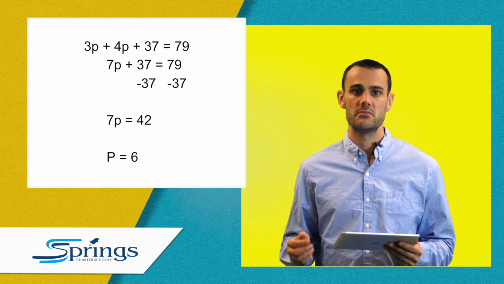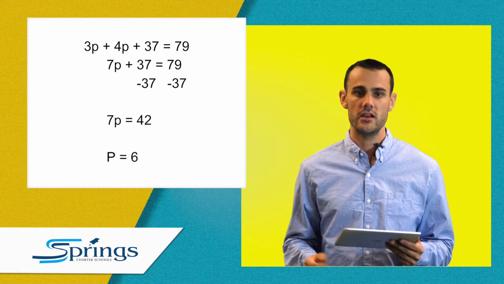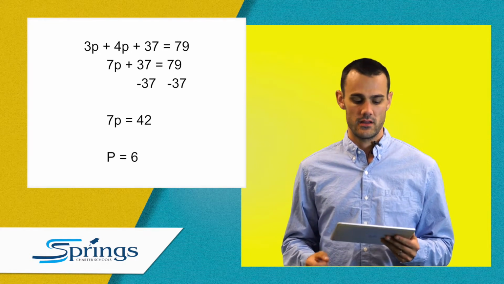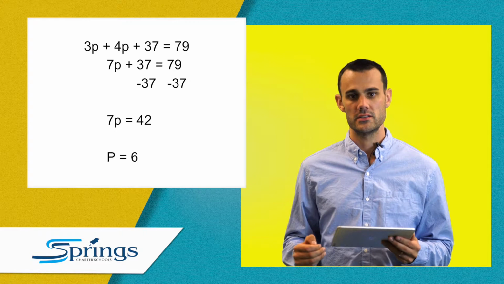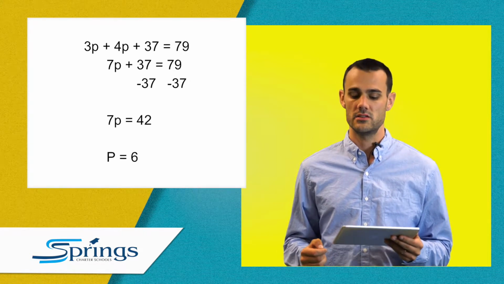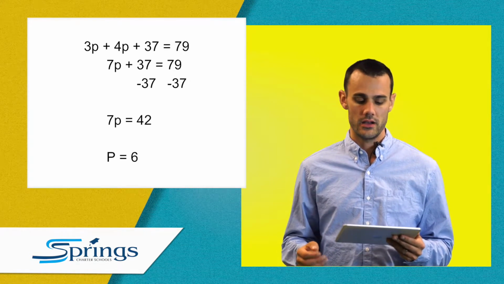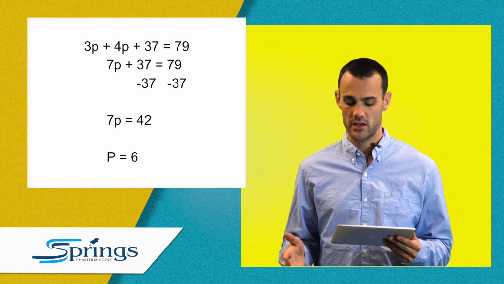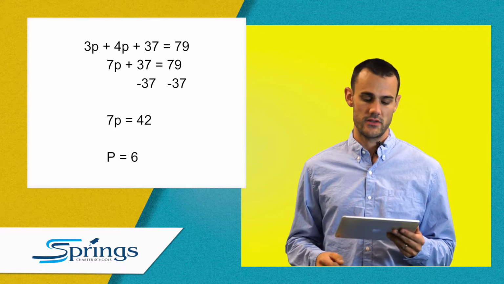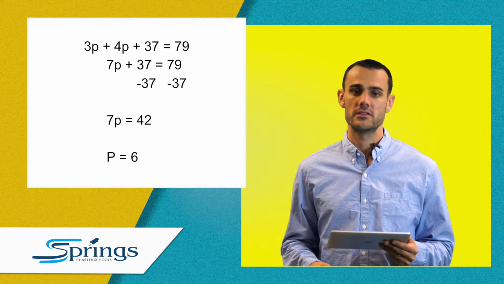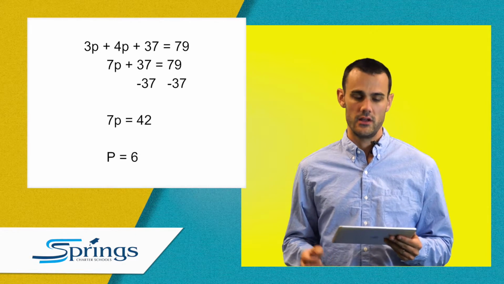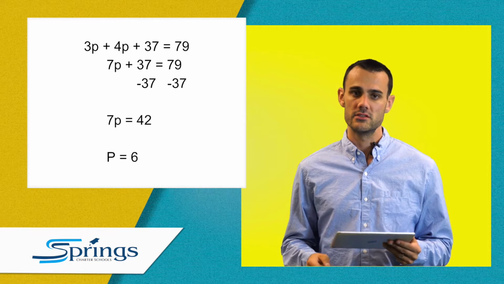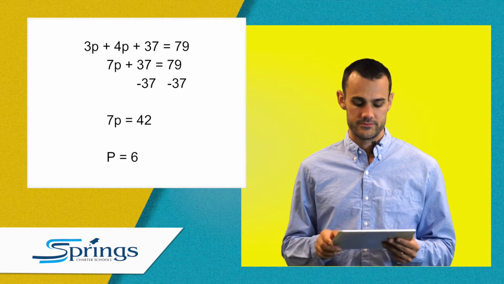The first thing we need to do is combine what we call like terms. We have 3p and 4p, and if I add them together, I'm going to have 7p. Then I bring down the rest of the equation so we can continue solving it. So we have 7p plus 37 equals 79. Now again, we're subtracting 37 from both sides, so we have variables on one side and numbers on the other. 79 minus 37 gives us 42. So we have 7p equals 42. And we divide both sides by 7 to get rid of the 7 on the left side of our equation, and that results in p equaling 6.